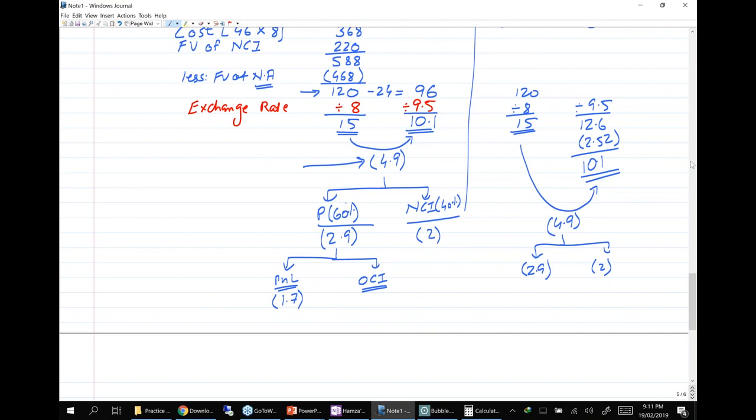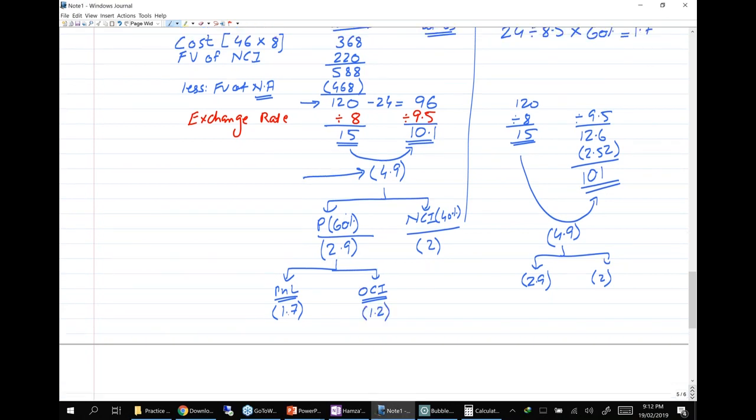Hassan is saying 4.6 and all of the remaining are saying 1.2. Yes, 1.2 is the right answer because this time both are loss. So 1.7 of the loss plus 1.2 of the loss will make it 2.9 of the loss. So this time 1.7 and 1.2 is going to be taken to the P&L and the OCI.